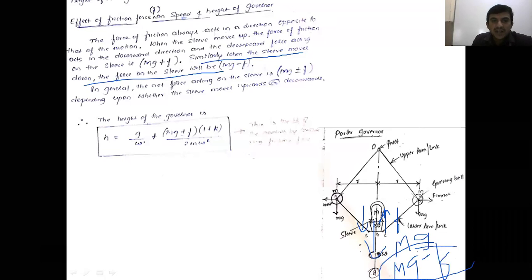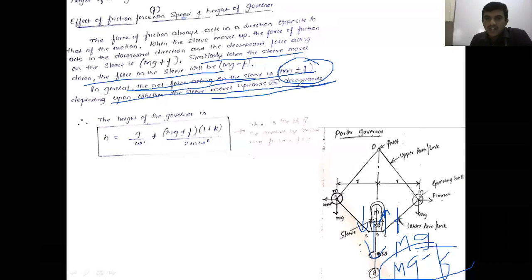In general, the net force acting on the sleeve is mg plus or minus f. Why do you call it plus or minus? The sleeve moves up and downward, and the frictional force is always opposite to the movement of the sleeve. Depending upon whether the sleeve moves upward or downward, wherever mg is there, you can take plus or minus f.